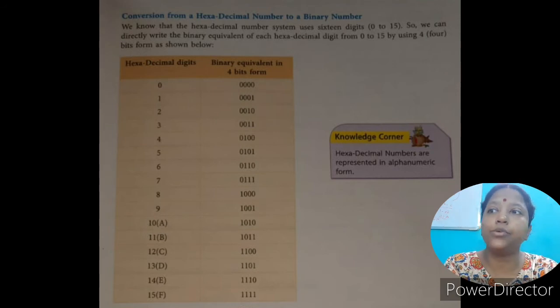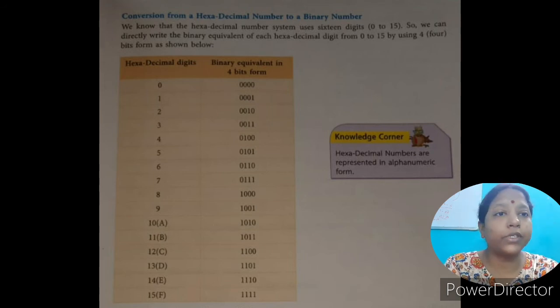0 is equivalent to 0000. 1 is equivalent to 0001. 2 is equivalent to 0010. 3 is equivalent to 0011. 4 is equivalent to 0100. 5 is equivalent to 0101. 6 is equivalent to 0110. 7 is equivalent to 0111. 8 is equivalent to 1000. 9 is equivalent to 1001.